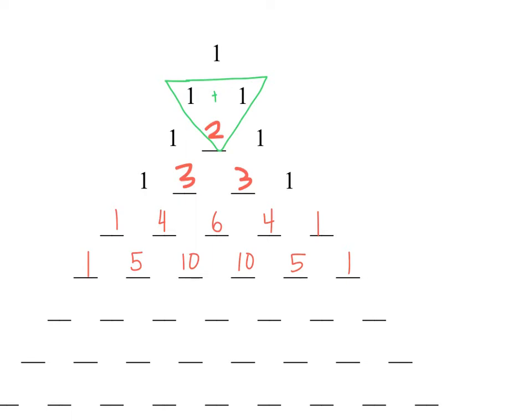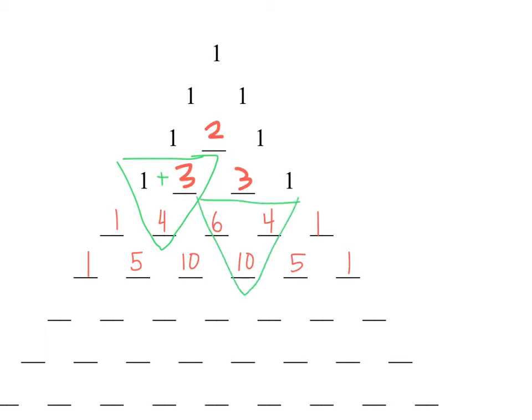1 plus 1 is 2. I wonder if that keeps working. Can I try a different triangle? Okay, well, how about if I try this one? An upside down triangle. 1 plus 3 is 4. Would it work again? 6 plus 4 is 10.